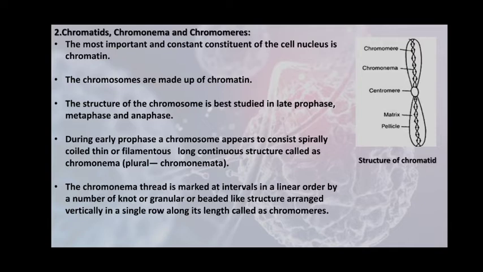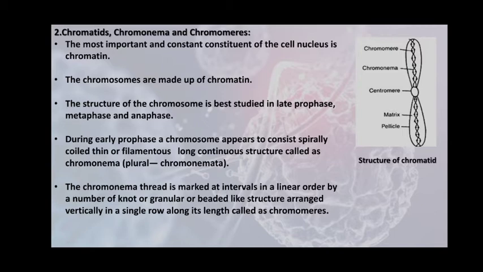The chromonema thread is marked at intervals in a linear order by a number of knot or granular or beaded-like structures arranged vertically in a single row along its length, called chromomeres. These chromomeres are clear and small dense-like structures at fixed intervals along the total length of the chromonema thread and appear similar to beads on a string. The number and position of chromomeres is relatively constant in a chromosome, on the basis of which a chromosome can be differentiated from other chromosomes. These chromomeres are responsible for carrying the genes during inheritance.